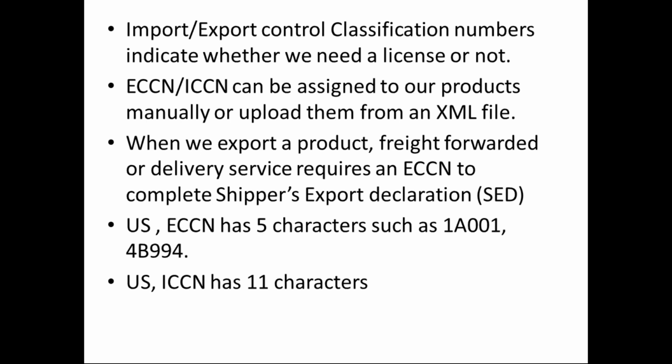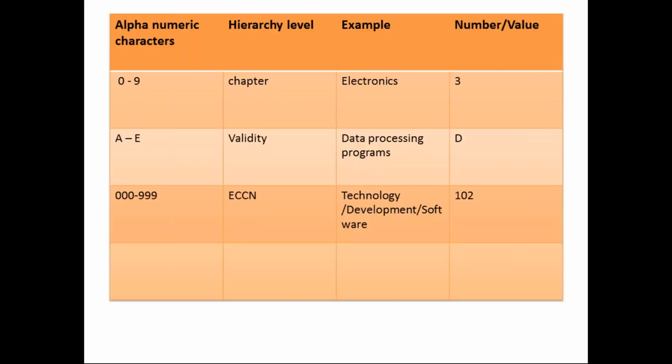But first of all, a material should be classified to communicate to the customs. So the US has 5 characters for the ECCN number, as in the examples I have given here, and the ICCN number is 11 characters. The first character is called the chapter, and if you assign 3 as the first value, then it is differentiated as electronic material.